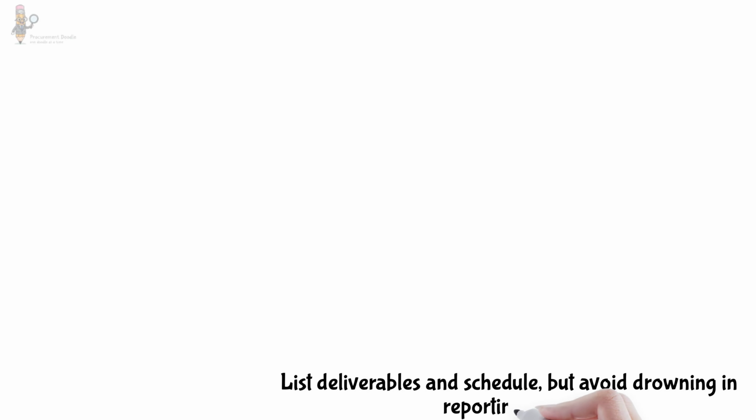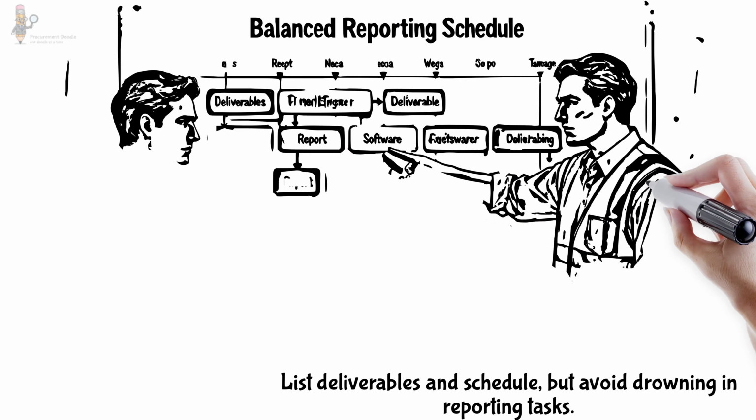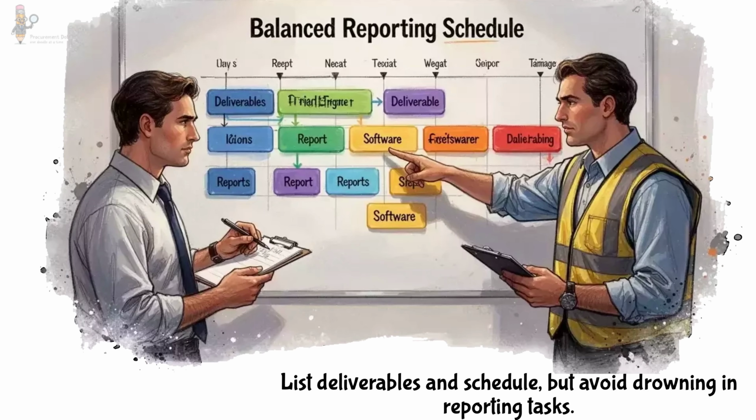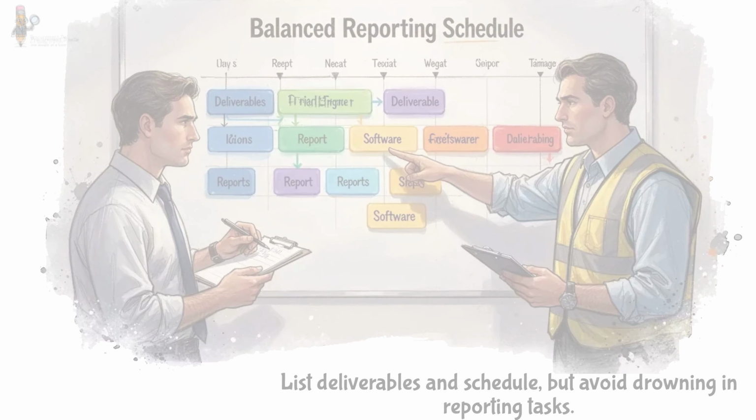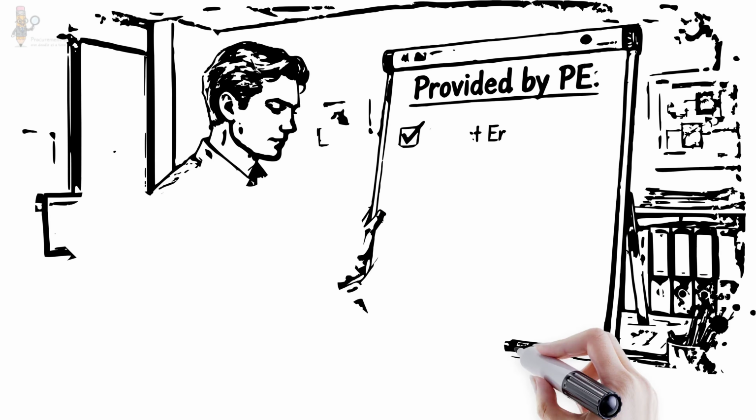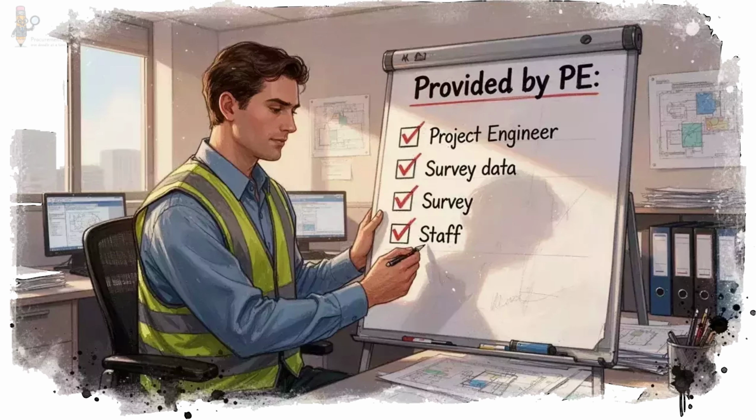Fifth, deliverables and schedule. Reports, maps, software, specify them. But balance is key. You want progress reports, but you don't want the consultant spending 40% of their time writing updates instead of doing the work. Sixth, the PE's role. What are you providing? Office space? Survey data? Counterpart staff? List it clearly.